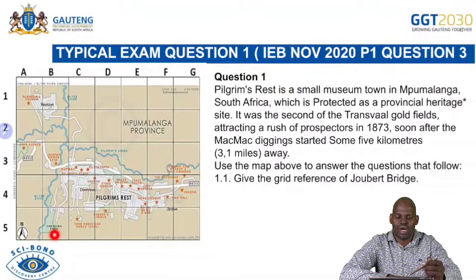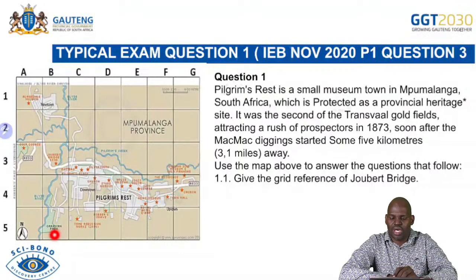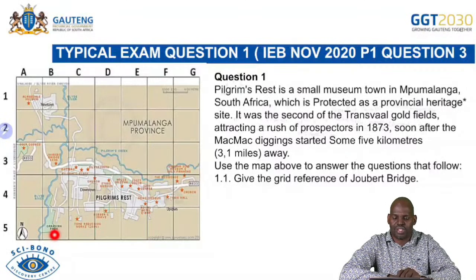The question is, Pilgrim's Rest is a small museum town in Mpumalanga, South Africa, which is protected as a provincial heritage site. It was the second of the Transvaal gold fields, attracting a rush of prospectors in 1873, soon after the Mac-Mac diggings started some 5 kilometers, and that is 3.1 miles away. Use the map above to answer the questions that follow.